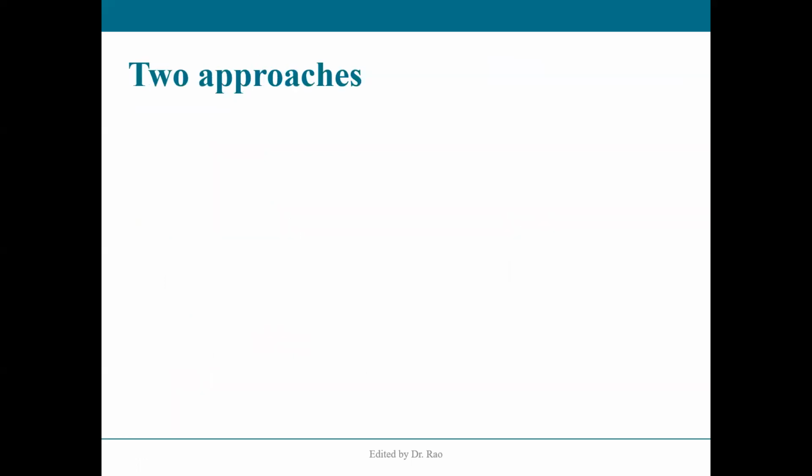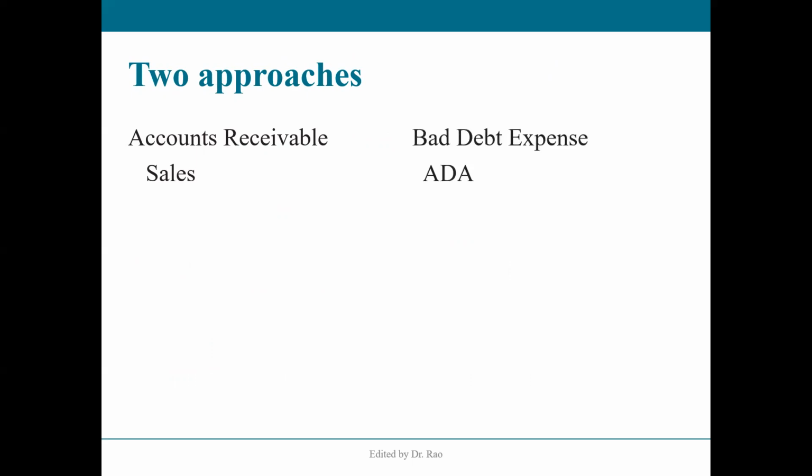Now in the allowance method, there are two approaches. Once again, recall the journal entry that gave rise to the accounts receivable is accounts receivable debit, sales credit. In the allowance method, we're going to have bad debt expense debit, allowance for doubtful accounts credit.